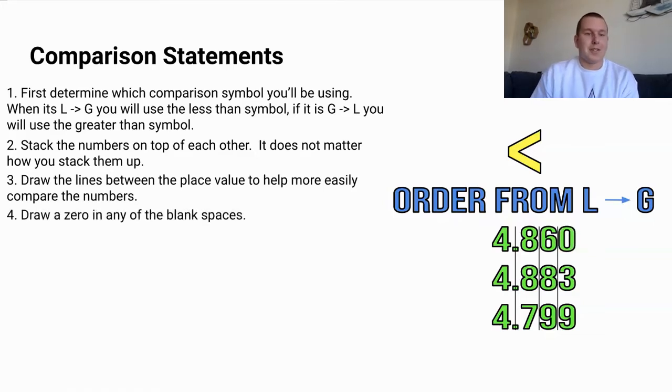Step four, draw a zero in any of the blank spaces. Remember, when we add a zero to the right of a decimal, it does not add or take away any value. So 4 and 86 hundredths is equivalent, or has the same value as, 4 and 860 thousandths.